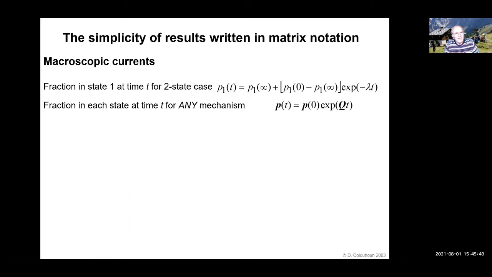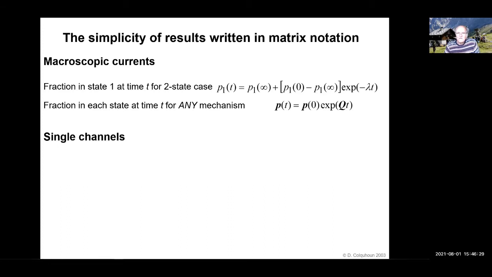That's for the fraction in state one. But in general, we can get the fraction in any state at time t for any mechanism and write it down in this matrix form. This is the occupancy, the row vector of occupancies at time t. That's the occupancies at time zero, and that's e to the Qt. What the exponential of a matrix means, we can see in the other talk that I'll give on matrices.